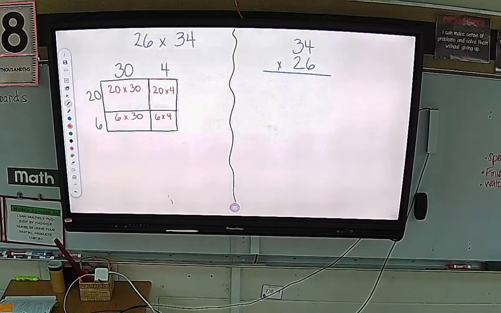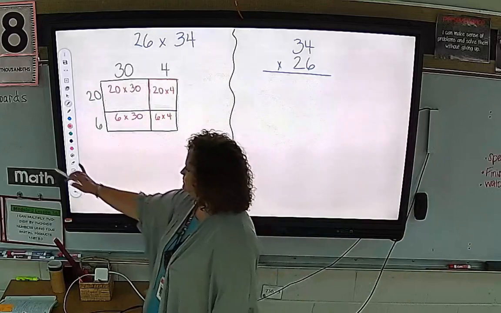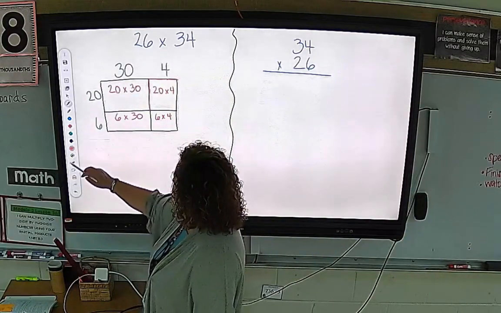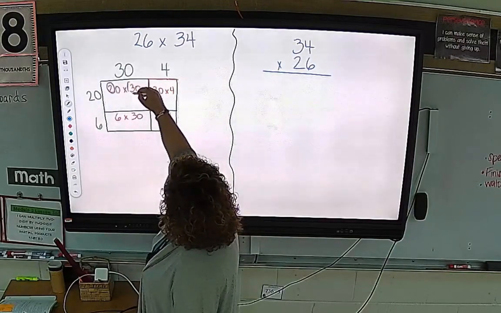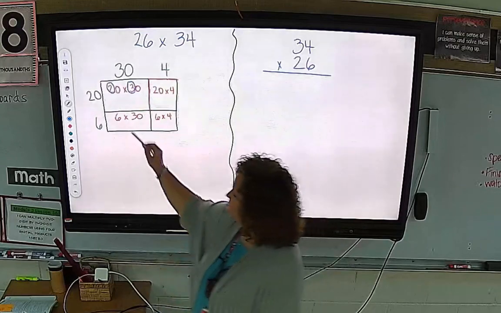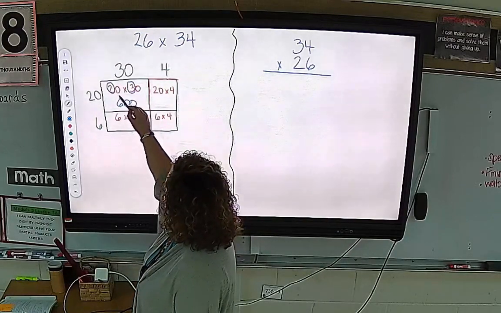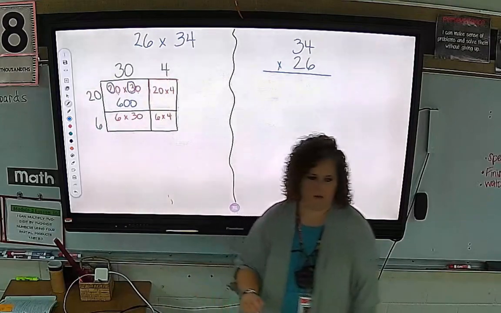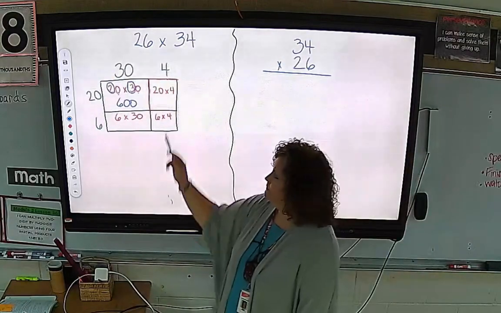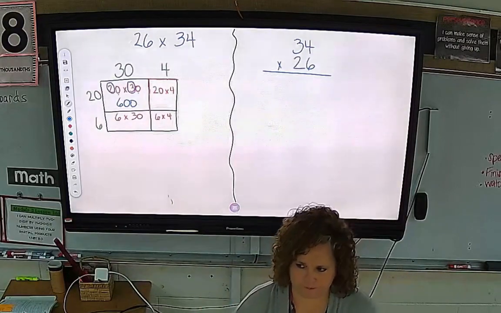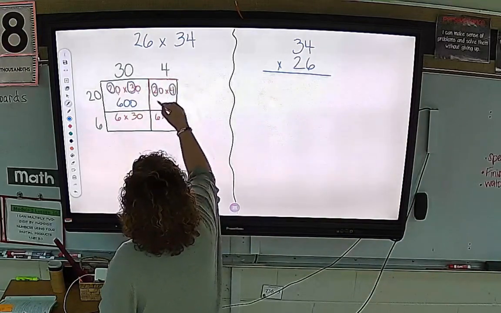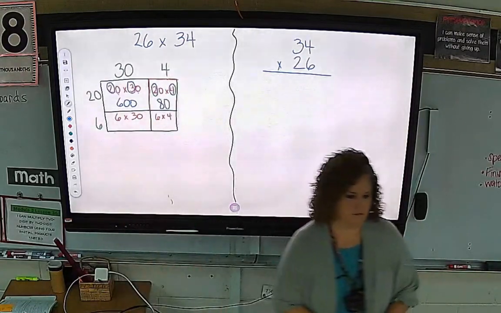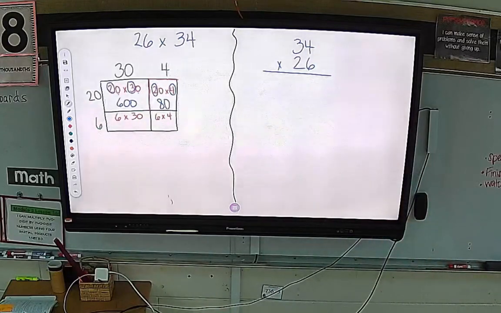All right, so we have all of our problems. Now we just need the answers. 20 times 30. Well, we've got a 2 and we've got a 3, which is 6, plus 2 zeros. 20 times 4: 2 times 4 is 8, plus a 0. Okay, understand where we're getting this. Don't just copy the board. That does nothing for you.